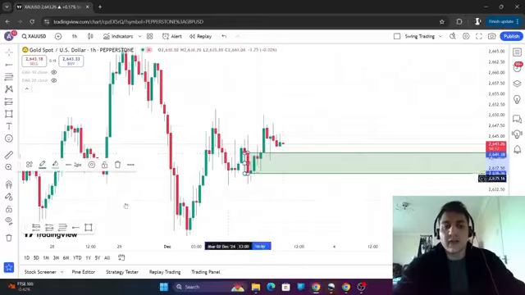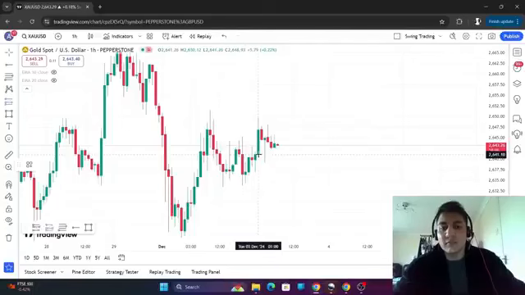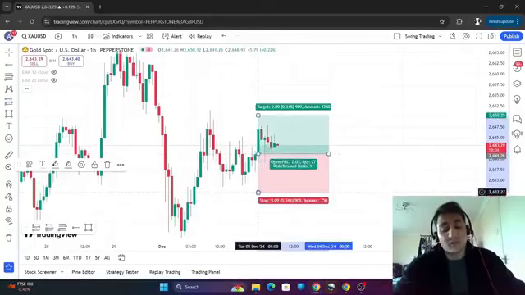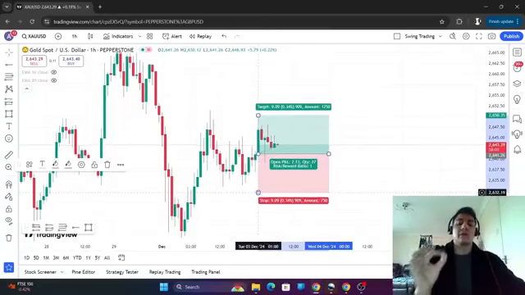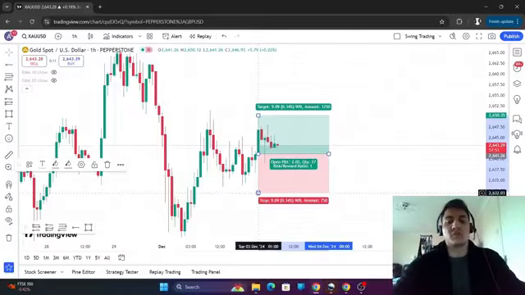Now, in terms of entries, I personally don't trade the 1-hour chart, but this could be your entry. See this order block here? Enter at the body of the order block, because the body of the order block is the most important part, right? Not the wicks, the body. If you need more help with order blocks, there's a video on the channel, probably the last video I just did, so make sure you watch that.